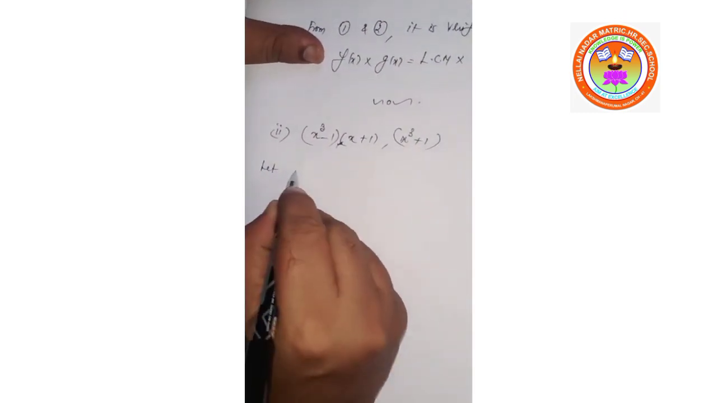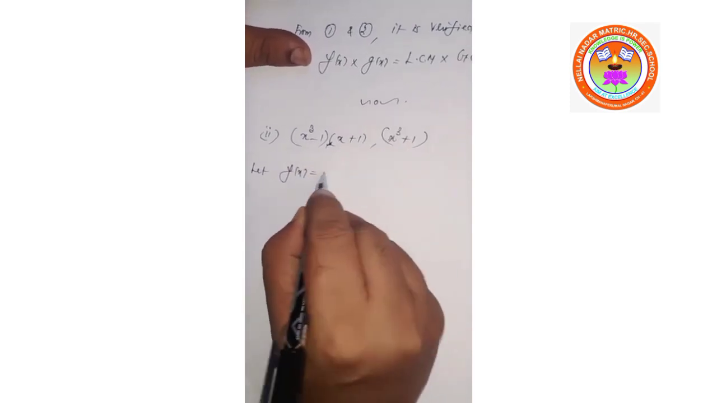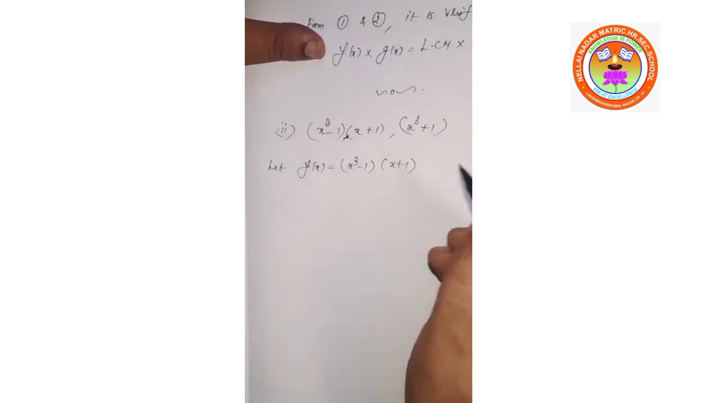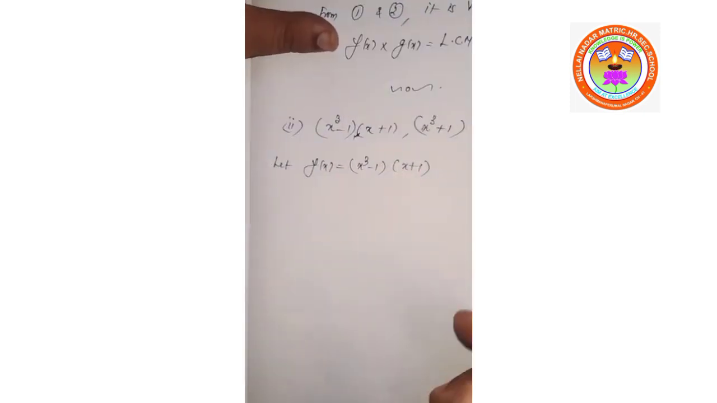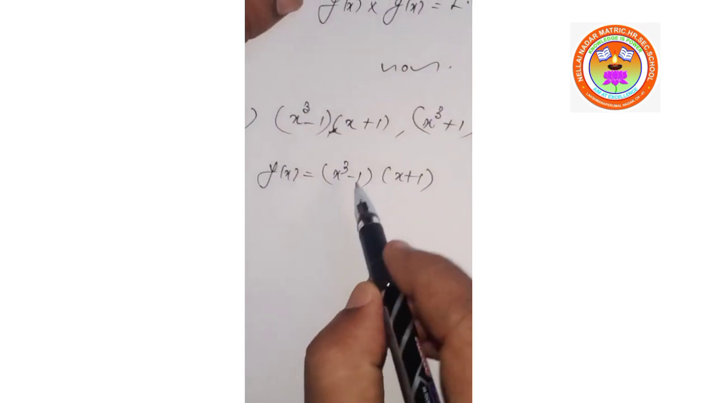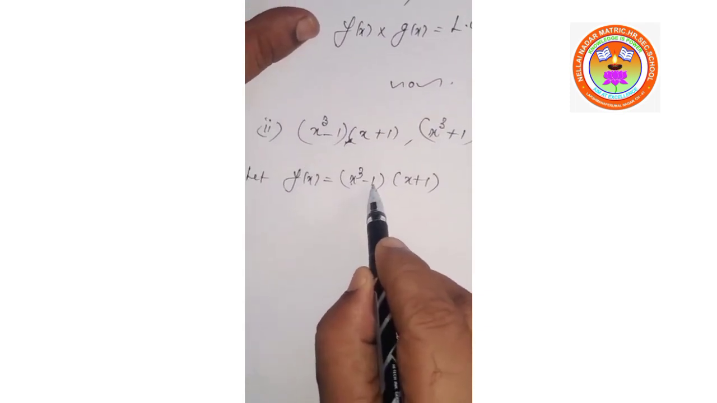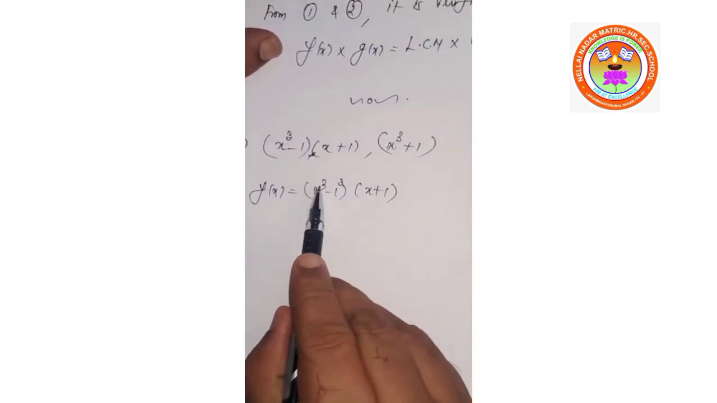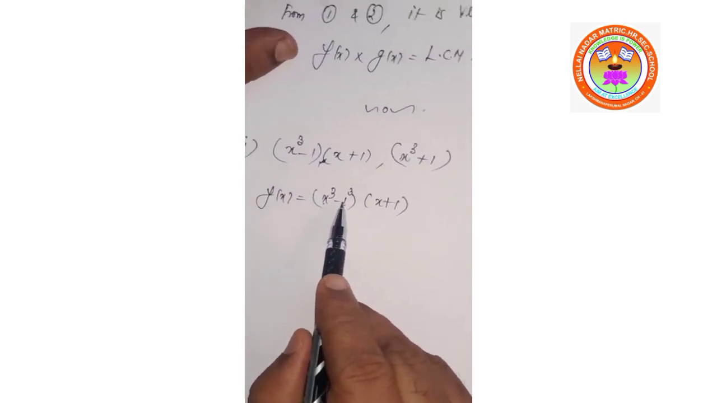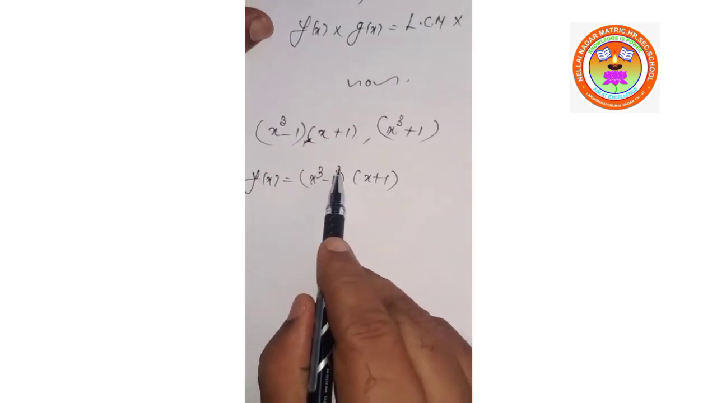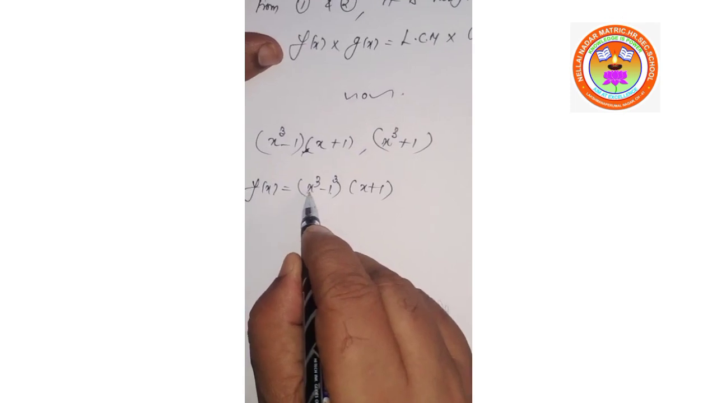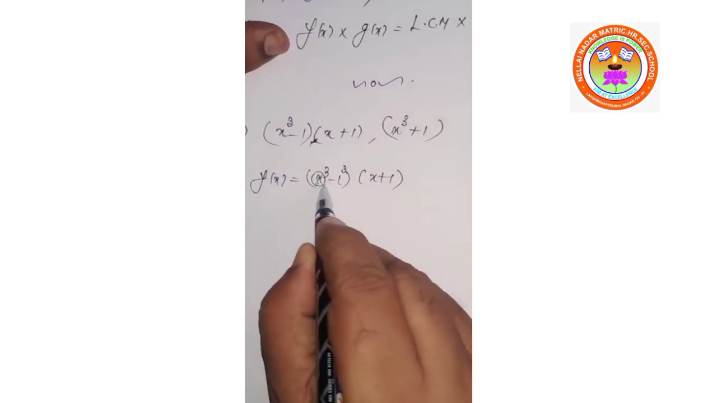You are given two polynomials. Consider the first polynomial as f of x, that is equal to x cube minus 1 into x plus 1. First we can factorize, after that we can take the next polynomial. Here x cube, here we have 1. Can we write 1 as 1 cube? Since we have power 3, 1 itself can be written as 1 power 3 because 1 power anything is always 1. Here we can apply the identity a cube minus b cube. A, that is x, b, that is 1.